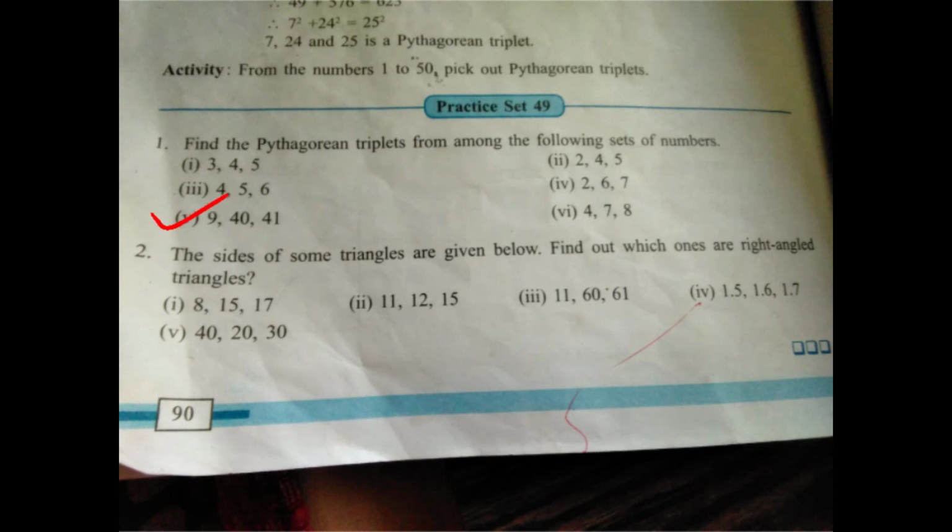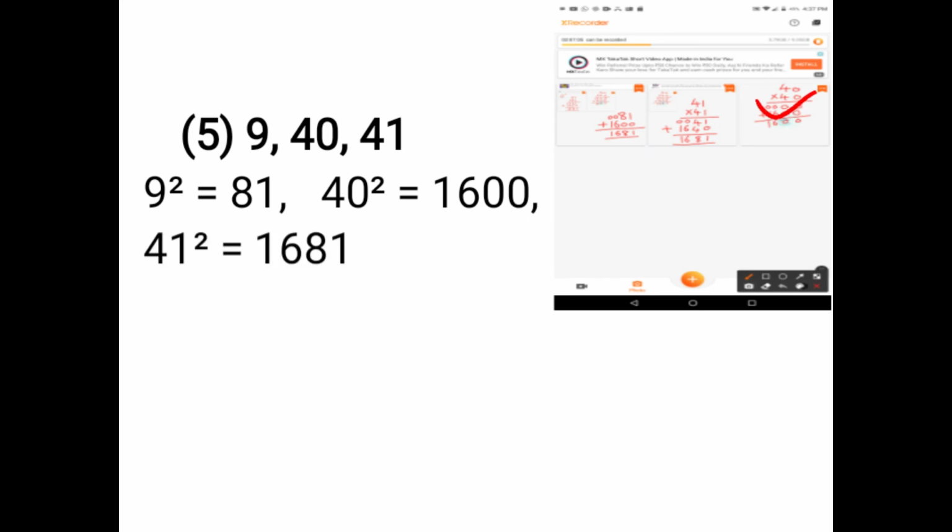9, 40 and 41. Okay. 9 square is 81. 40 square, here I multiplied. 40 into 40, answer is coming 1600. Then 41 square is 1681. Okay. 81 plus 1600, the sum of the squares of the two smaller numbers. 9 and 40 are the two smaller numbers. 41 is the bigger number.